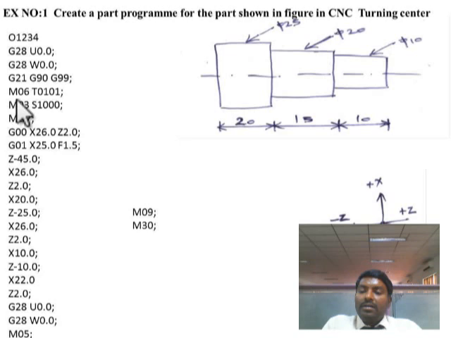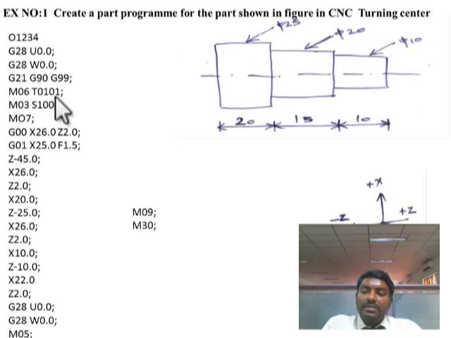M06 T0101. So the M06 means tool change. That is I am going to use the tool number 1. The first 2 digits indicate the tool number, and the second 2 digits indicate the offset number. So the first T0101 means I am going to change the tool number 1, and I am going to use the offset number 1. So now the tool is changed.